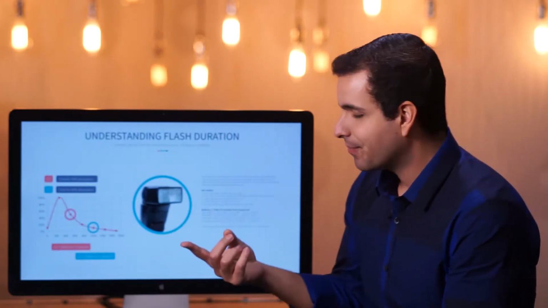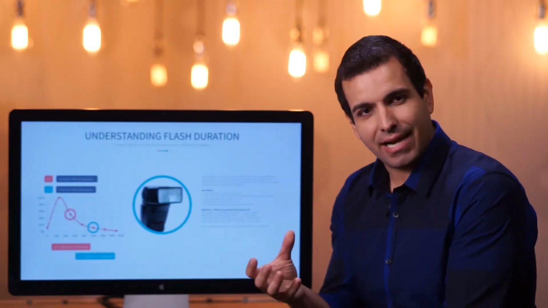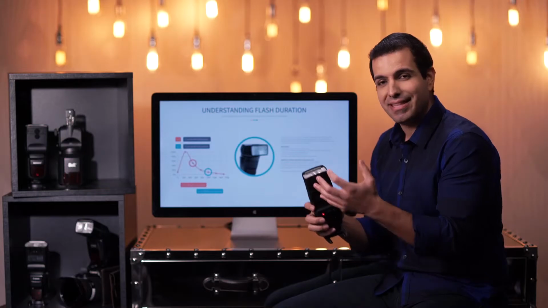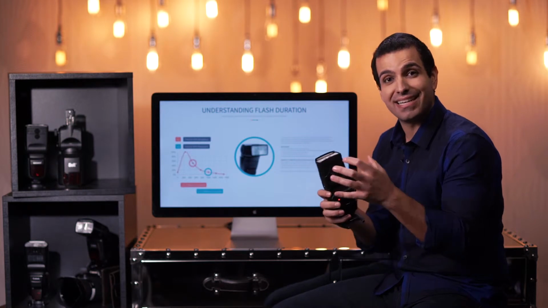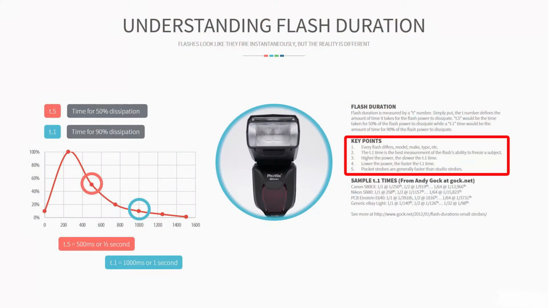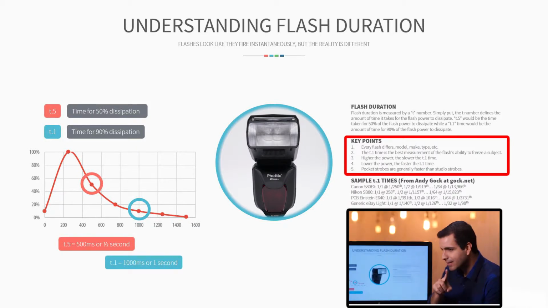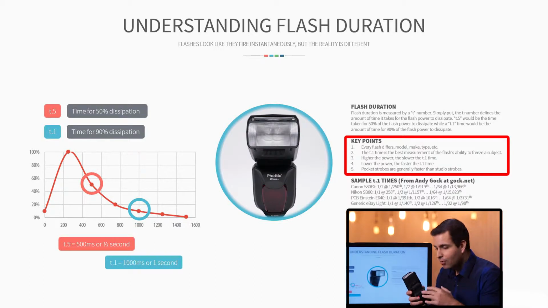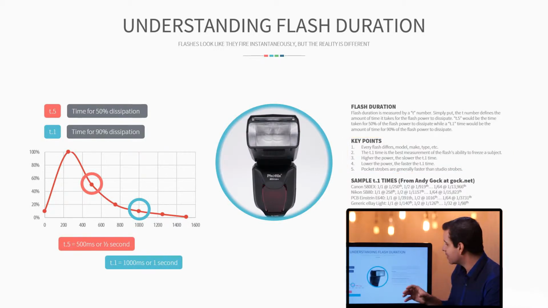In reality, every flash is actually different, okay? So depending on the brand, the make, the model, the flash duration is going to differ. There's another interesting thing. The T.1 time is the best measurement of the flash's ability to freeze a subject, but the higher the power that you use, the slower the flash duration. So the slower that T.1 time. The lower the power setting on your flash, the faster the T.1 time. So the faster the flash duration.